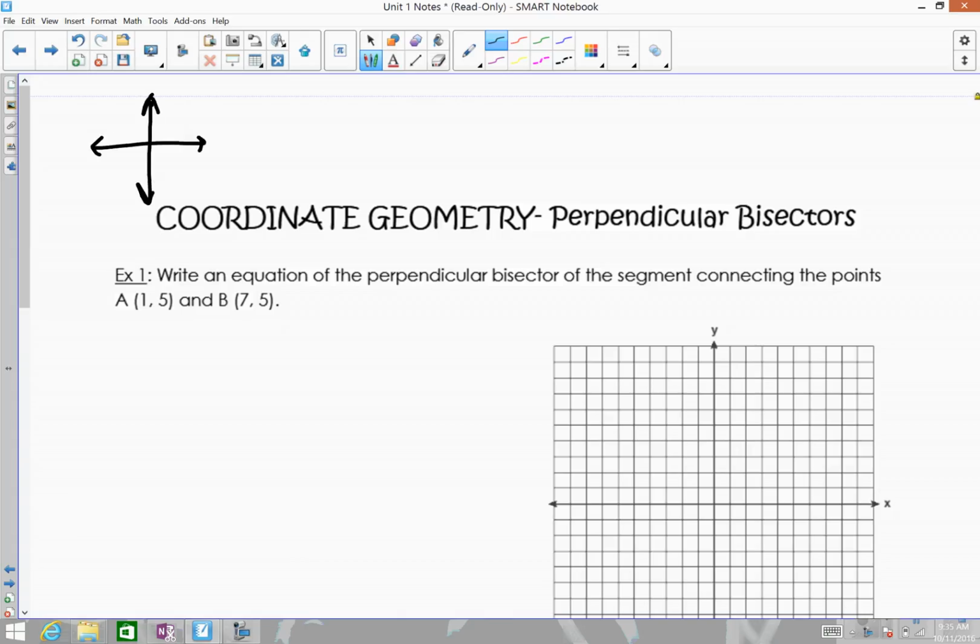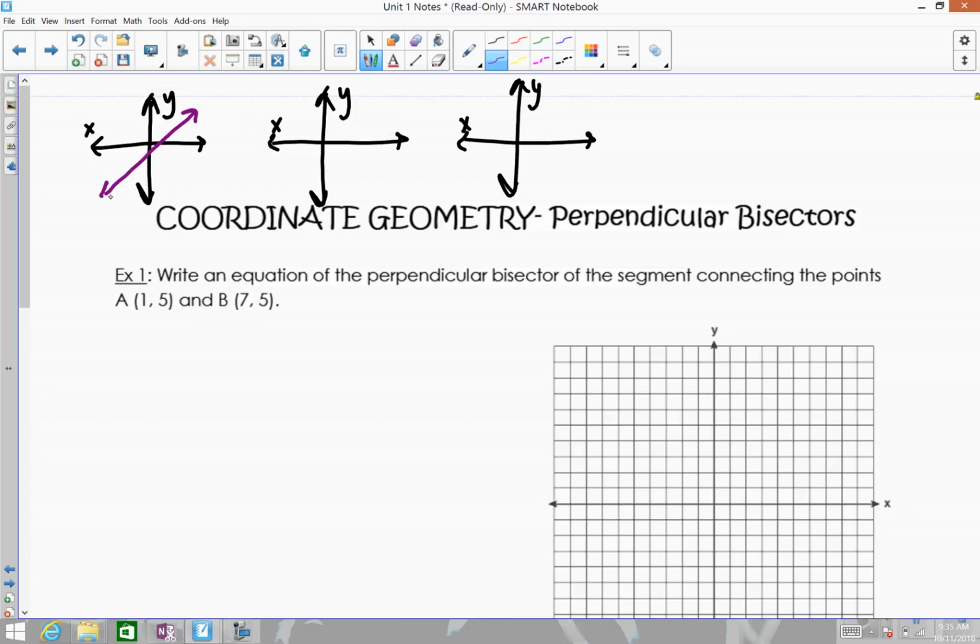So I'm just going to label some axes up here. So I have x, y. I'm just going to draw 3 pairs here, x, y, and then x, y. So just remember, if you have a line that's diagonal, something like this, the equation of that line is going to be y equals mx plus b, where m is the slope and b is the y-intercept. So in this case, this would have a positive slope.